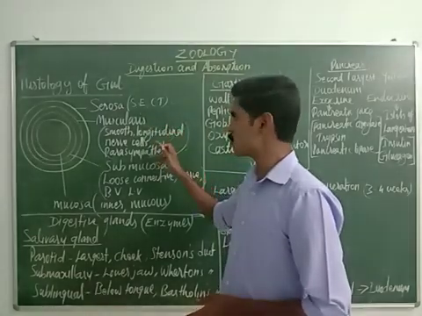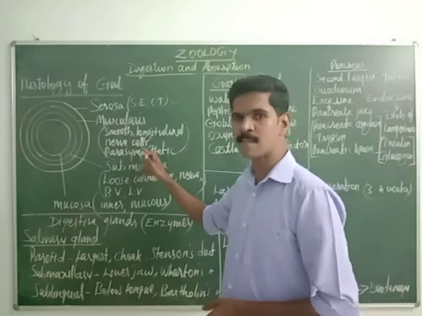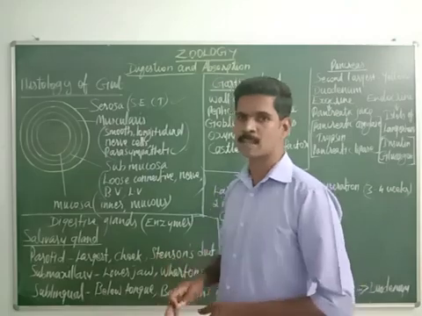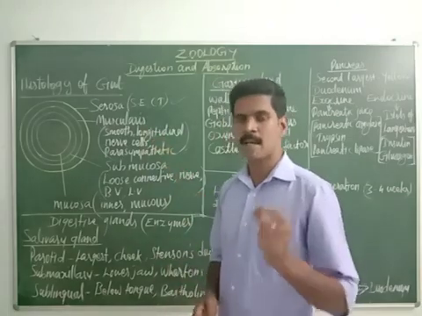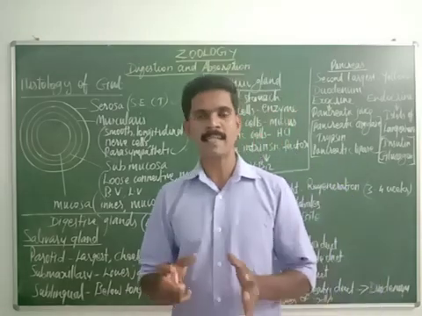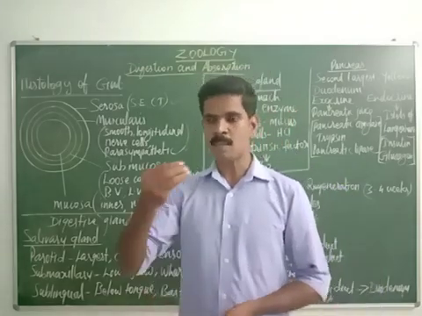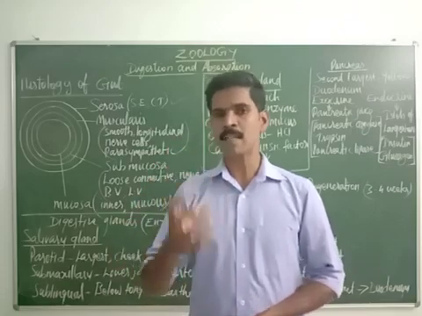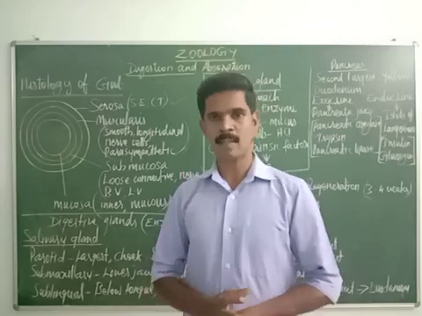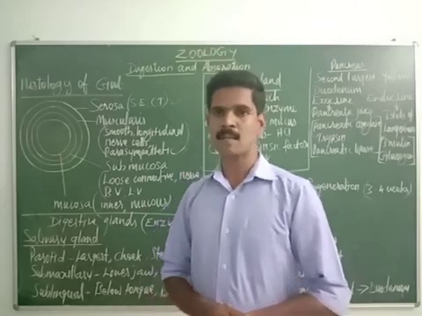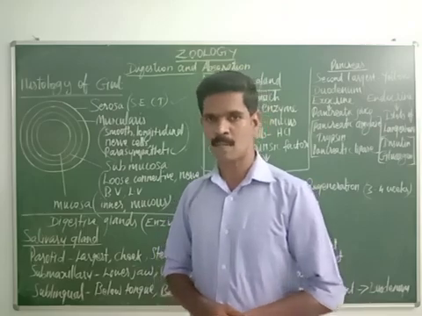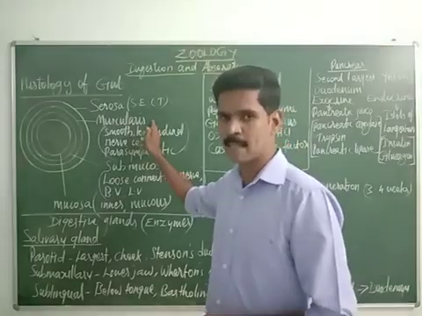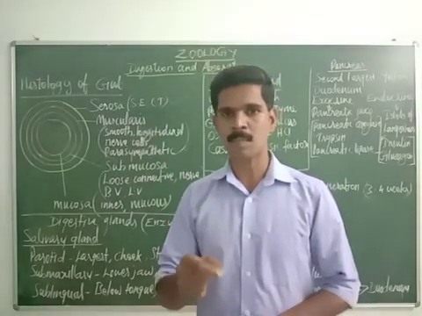This layer also consists of a network of nerve cells, and parasympathetic nerves are also connected with this muscularis layer. This parasympathetic nerve controls the peristalsis movement. Peristalsis means that when the food moves from one part of the alimentary canal to the next part, a wave-like appearance is seen. This movement is called peristalsis movement. So the parasympathetic nerve connected with the muscularis layer controls the peristalsis movement of the food.